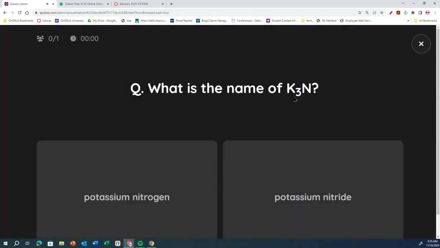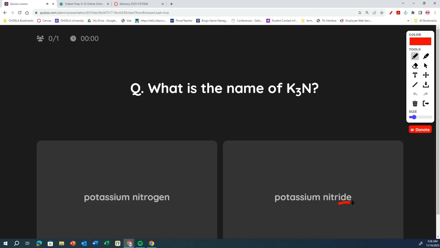What is the name of K3N? Unlike the covalently bonded compounds, because this is a metal and nonmetal, we don't have to use the penta, the tri, the di. So this will be called just potassium nitride. The only thing that we have to make sure we look for is the IDE.